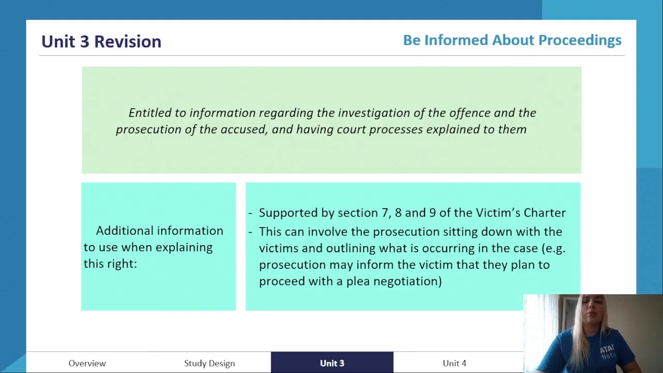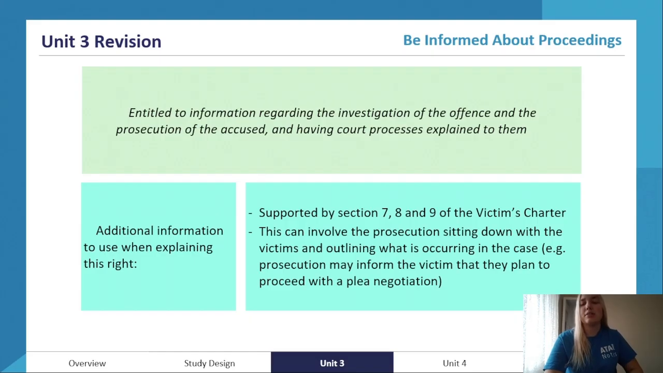Now, the right to be informed about proceedings means victims of crime and witnesses can be entitled to information about the investigation of the offense and prosecution of the accused. As part of that, the court processes will also be explained to them, how long everything is going to take, and how an outcome is decided, and things like that. So in this situation, the prosecution usually sits down with the victim and outlines what is occurring within the case, and this will happen multiple times as the trial of the accused progresses.